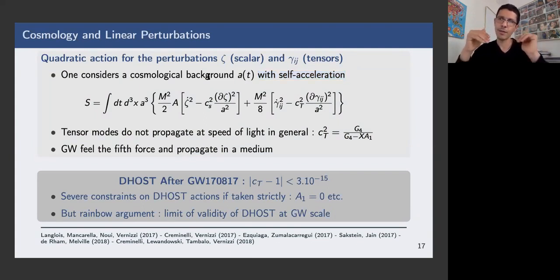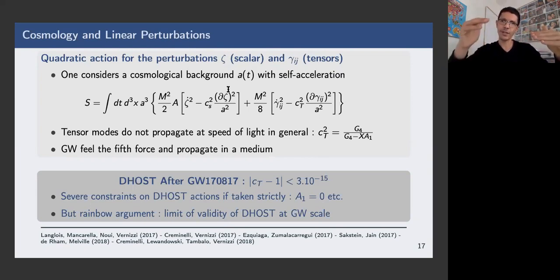Then what is really important is to look at the perturbations, the cosmological perturbations about this background. Looking at the perturbations is important for many reasons. First of all, to study the stability of the solution, and also to make contact with experiments and with observations. Now, as we have 2 types of degrees of freedom, 1 scalar and the 2 gravitons, we have 2 types of perturbations, zeta and gamma.